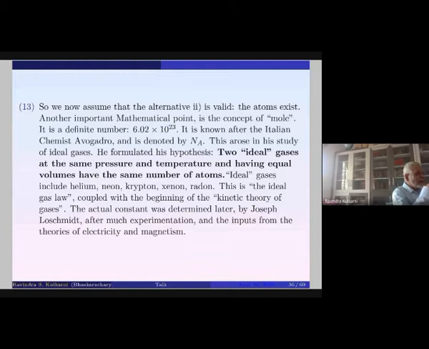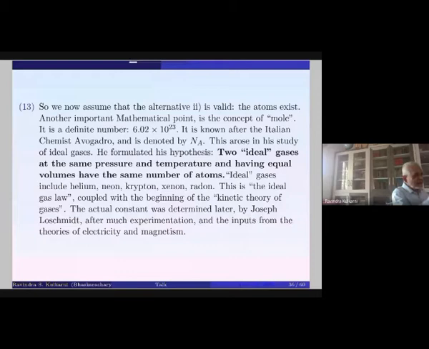This arose in his study of ideal gases. He formulated his hypothesis: two ideal gases at the same pressure and temperature, and having equal volumes, have the same number of atoms. So he assumed that atoms exist, and he is saying that the same definite number of atoms exist in ideal gases if the pressure, volume, and temperature are fixed quantities.